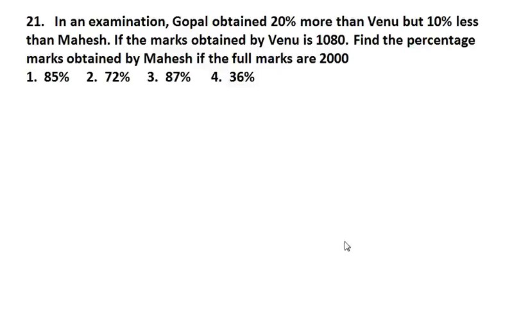So let's start with question number 21. In an examination, Gopal obtained 20% more than Venu, but 10% less than Mahesh. If the marks obtained by Venu is 1080, find the percentage marks obtained by Mahesh if the full marks are 2000. So after reading the question, see what the options are. The options are given in percentage form, not in real numbers. Okay, now let's frame the question.